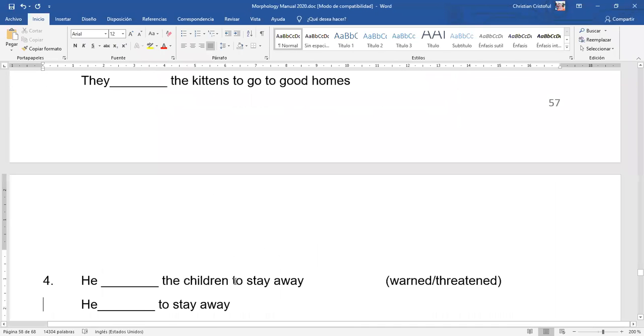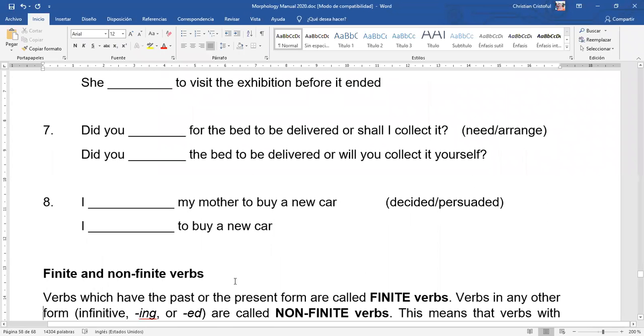So you have all this to enjoy and choose. Does it need a to, or is it a bare infinitive form?